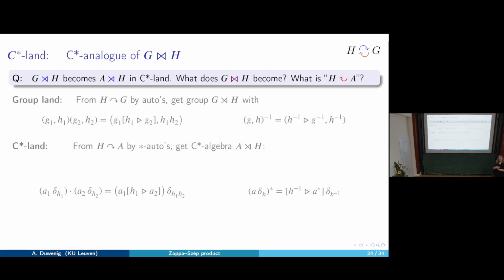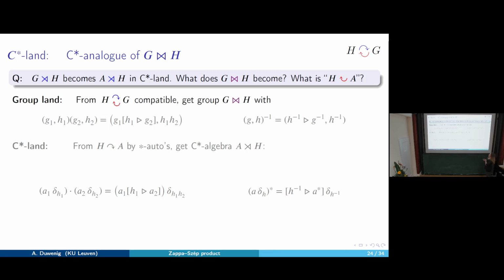I risk that I repeat myself, but we started with the semi-direct product in groups becoming a crossed product. And so what does the Zappa-Szép product in group land become in C-star land? What is the backwards action of A on the group? Okay, so here are my formulas again. In group land, I had this group multiplication. I copied that into C-star land like this. So I took this formula and I just did the most simplistic thing I could do. This gives me my crossed product. I took the inversion formula, made an involution formula out of that.